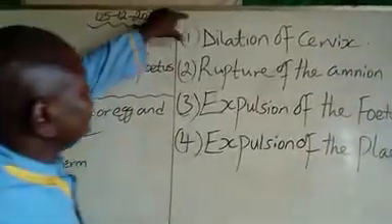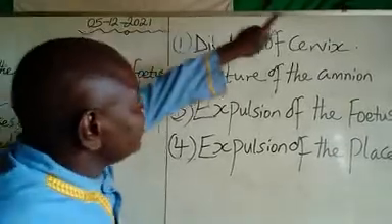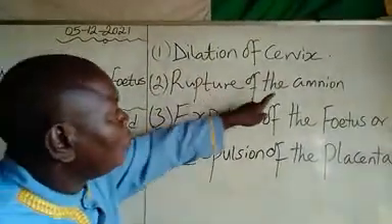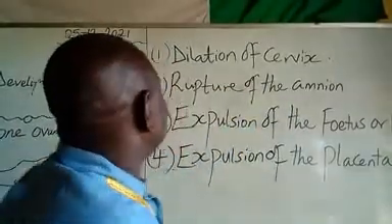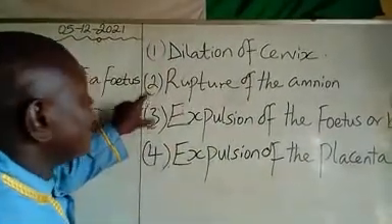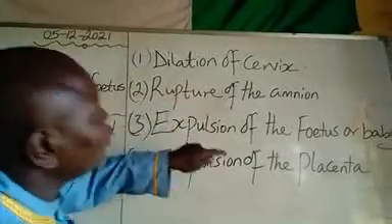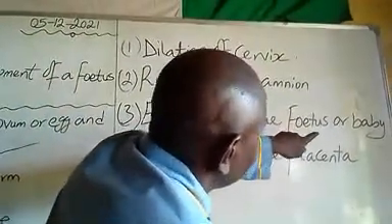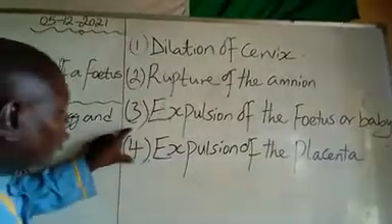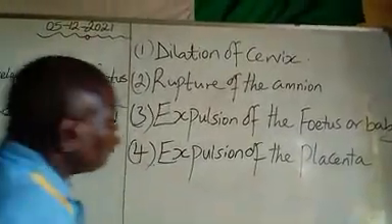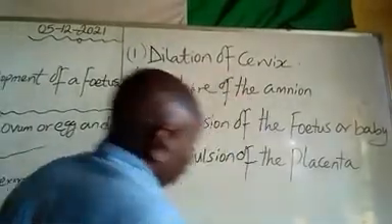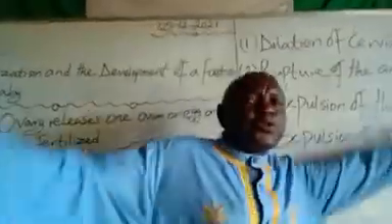That is all about the steps to be taken before a woman will give birth. First one is dilation of cervix. The second one is rupture of the amnion. The third one is expulsion of the fetus or baby. The fourth one is expulsion of the placenta. Right? Thank you so much.